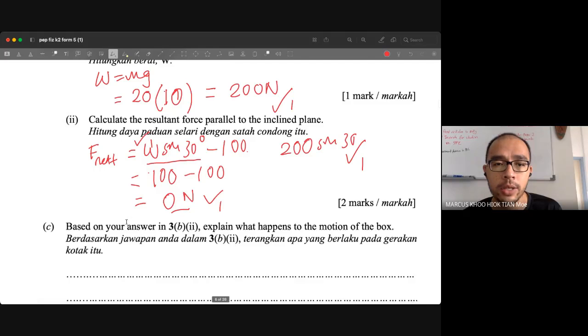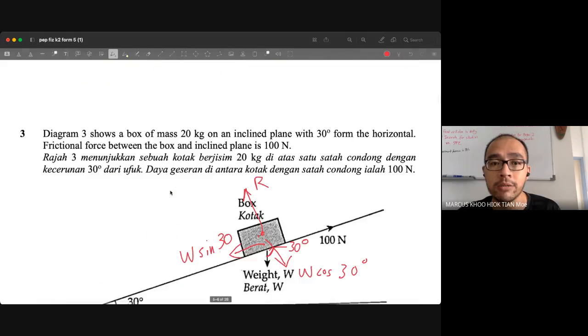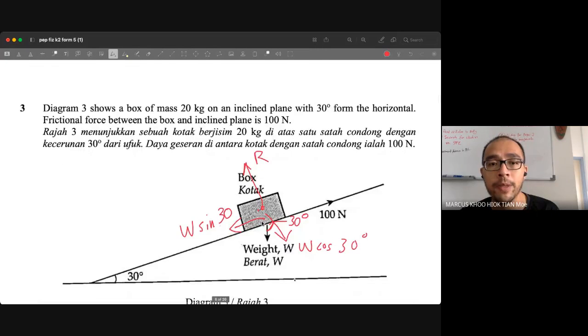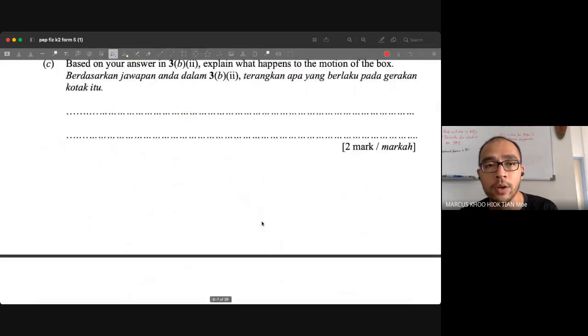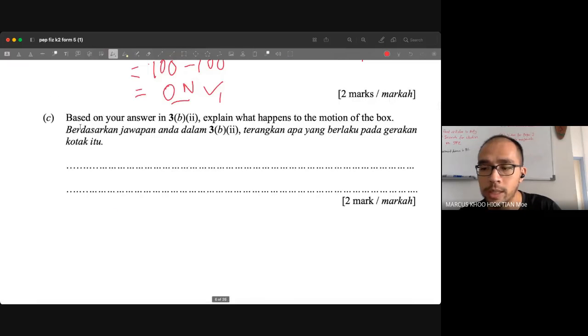Now, based on your answer in 3B, explain what happens to the motion of the box. If the net force is 0 Newton, and it is already not moving, it was originally not moving. If it were moving, that would be another story, but it is not moving. So the answer to this will be the box is at rest.